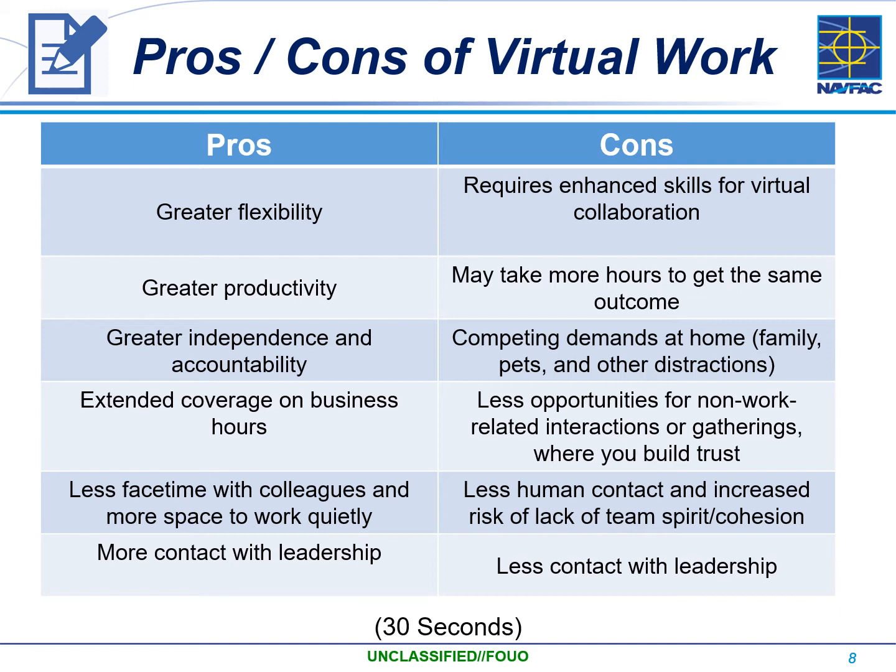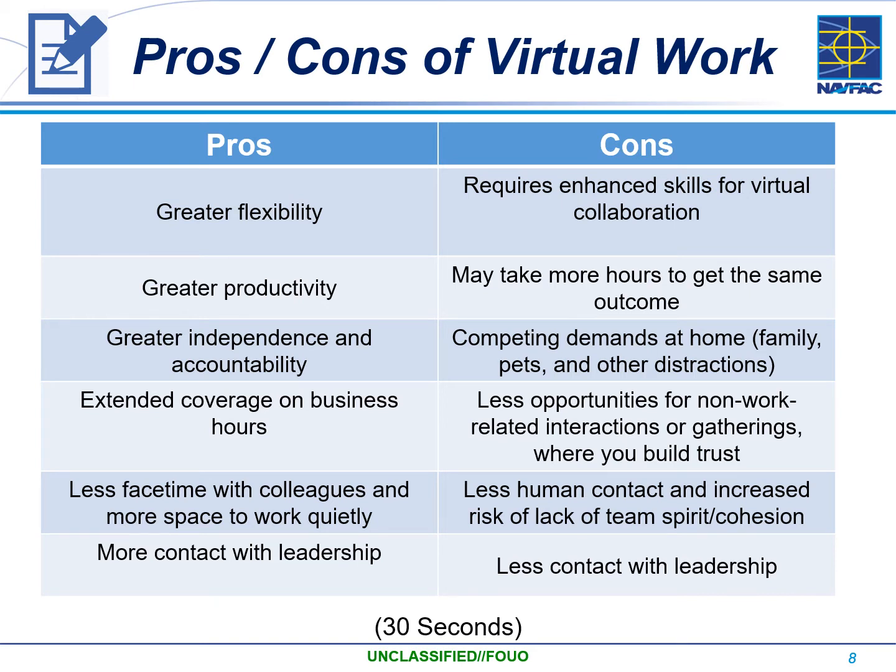but it also gives us an opportunity to flex so that we can do the things that we need to do maybe at home, i.e., one of the cons, competing demands at home. It could be family, pets, or any other type of distraction. If we use the greater flexibility that we've gained from the pro side to eliminate the con, we can see a win-win situation with that.